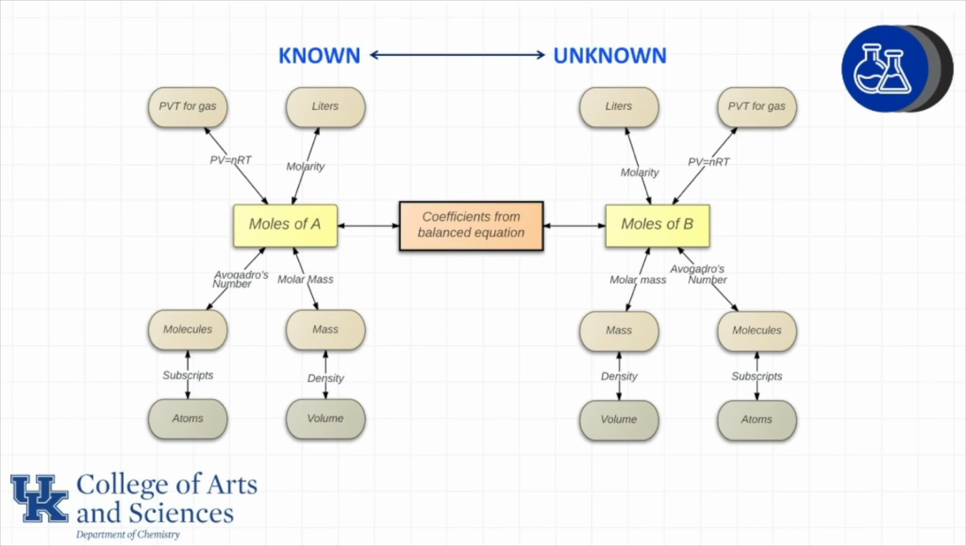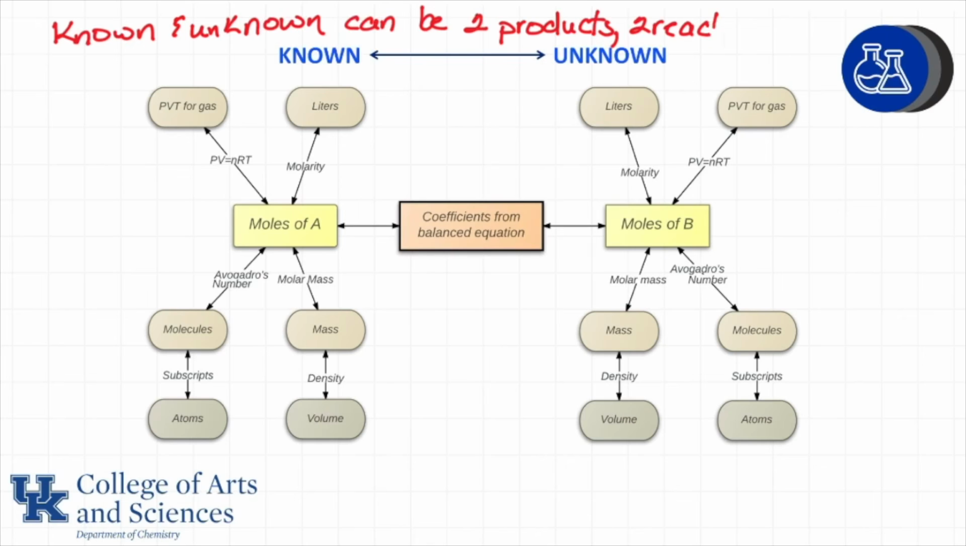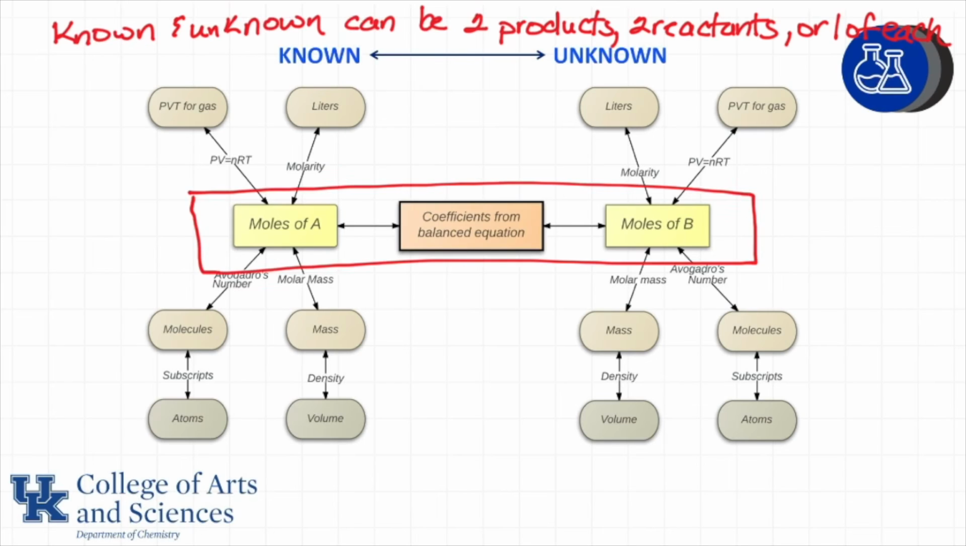Over the next several lessons, we're going to explore more parts of this diagram. But what we're going to focus on right now is the fact that we have a known and an unknown. And note that they do not have to be a product and a reactant. They can be 2 products, 2 reactants, or a product and a reactant. It just matters that we have one thing we know something about and something we're trying to find out. And we're going to specifically focus here on the middle of this diagram: moles of A, whatever that may be, using the coefficients from our balanced chemical equation to get moles of B.